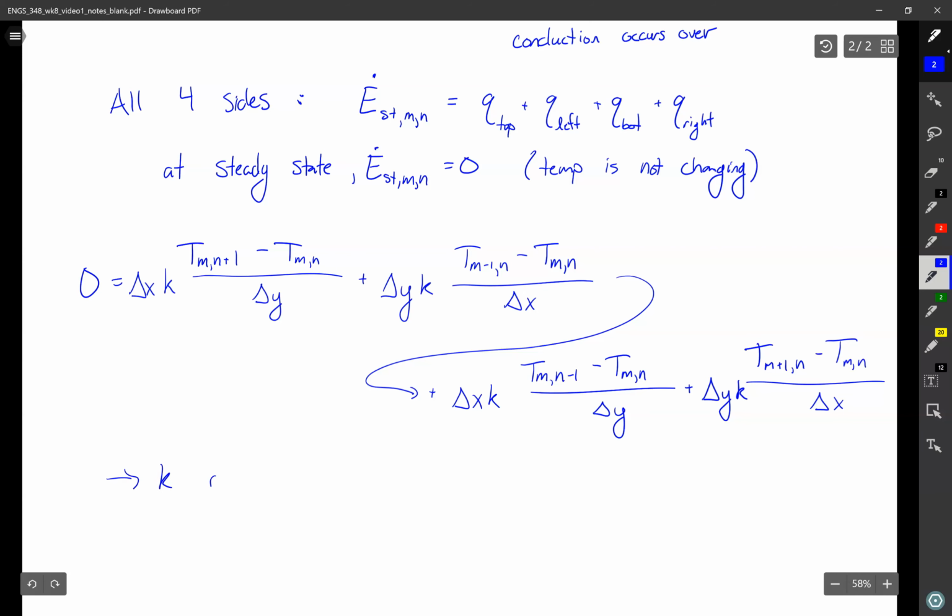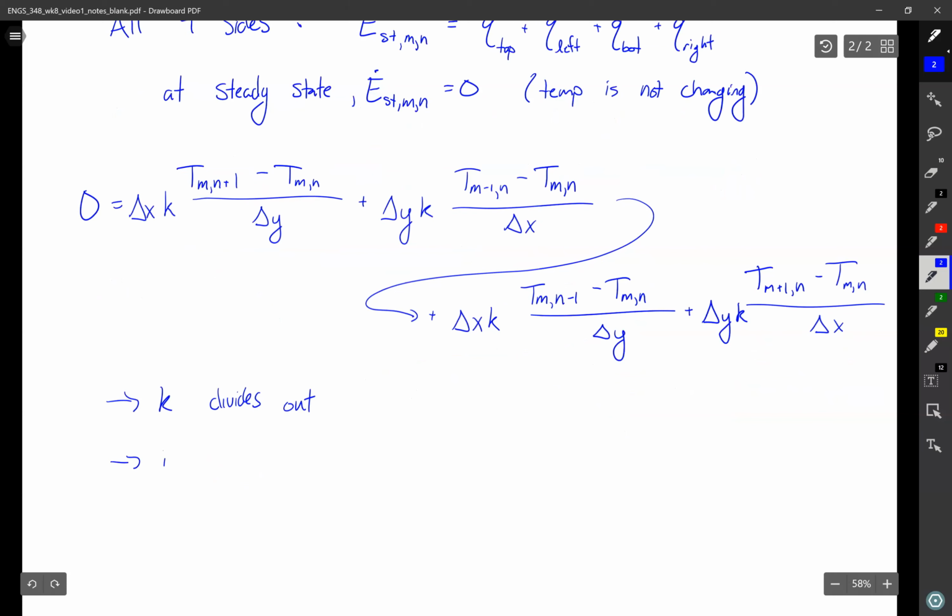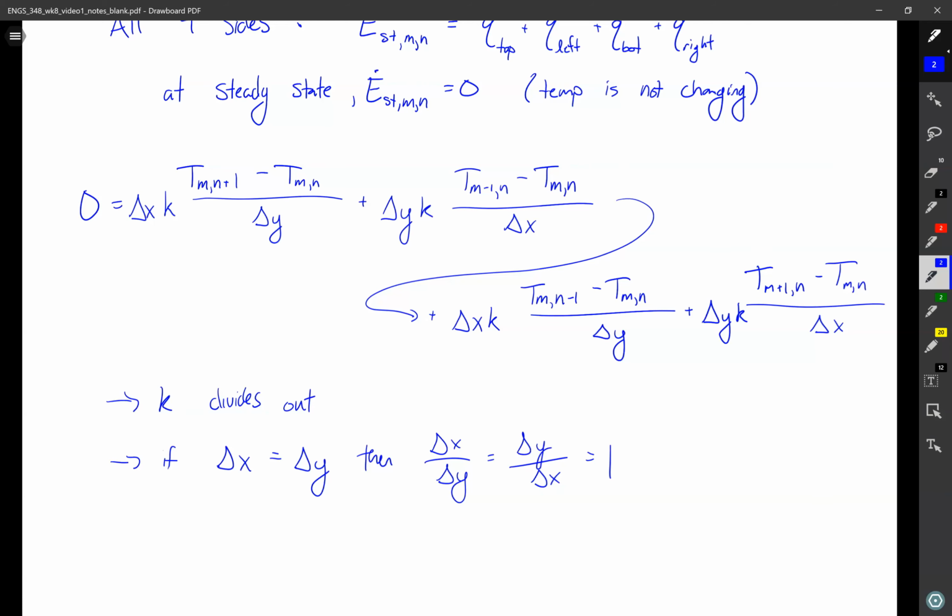So a few things. K divides out. If delta x equals delta y, then delta x over delta y equals delta y over delta x equals 1. So you can see all of these terms have a K in them. All of these terms have either delta x over delta y or delta y over delta x. But if we choose delta x and delta y to be the same, say 2 centimeters, then those will divide out and just be equal to 1.